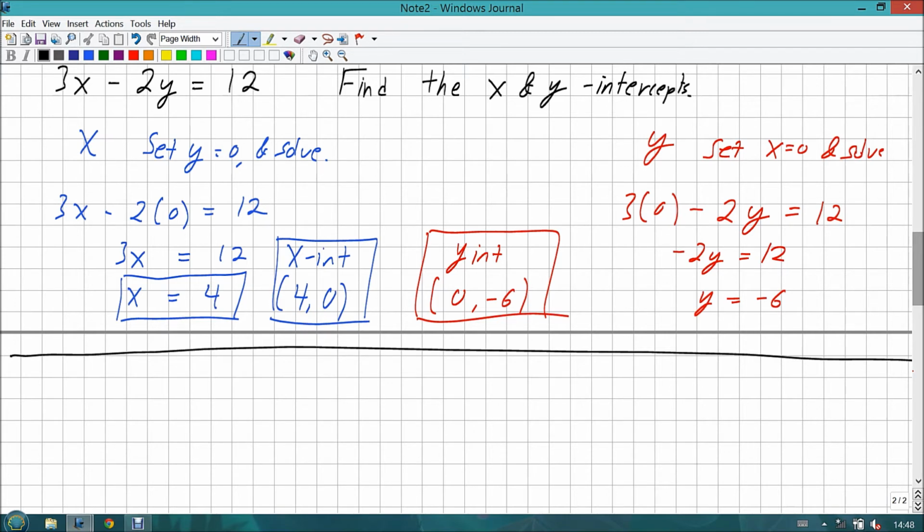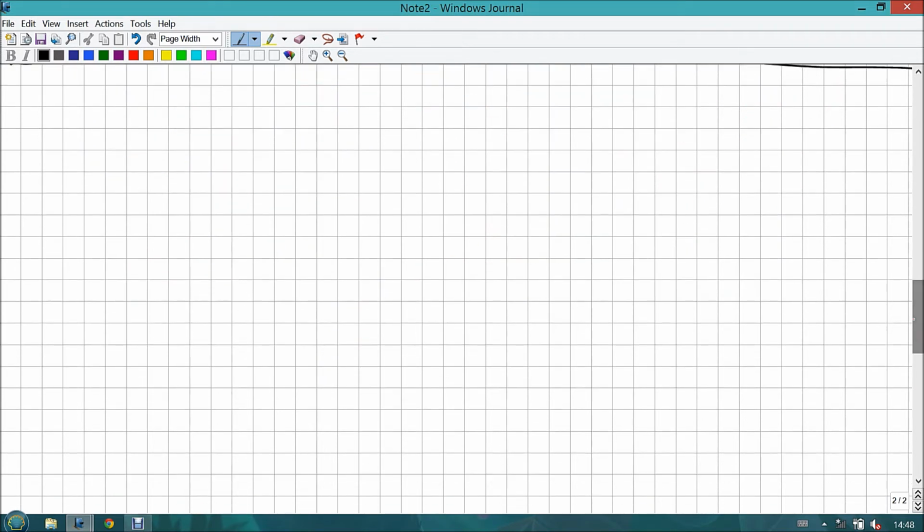So let's look at another situation where I want you to both find the x-intercept, the y-intercept, and then graph. And we're going to be using standard form for this one. So this is a good lesson in how to graph in standard form.